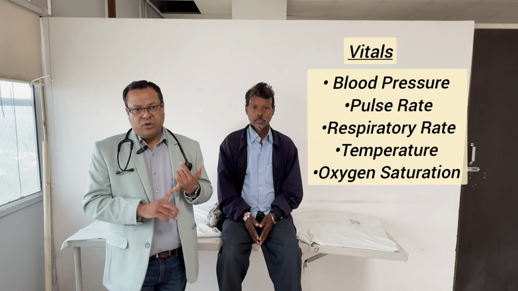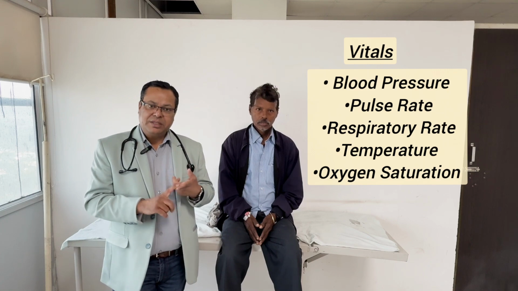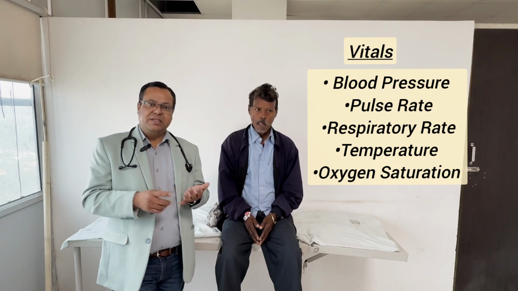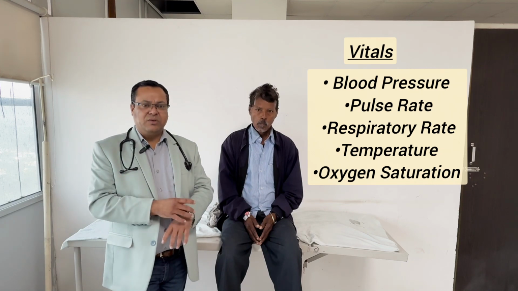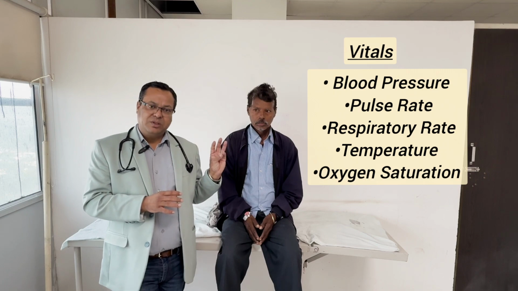Now in this patient we'll start from head to toe, from top to bottom. Before going to the general physical examination we have to take the vitals. So what are the vitals? Vitals are your blood pressure, pulse rate, respiratory rate, temperature, and saturation. Nowadays you can also take blood sugar, because diabetes is increasing in India, but that is optional. The five vitals are blood pressure, pulse, respiratory rate, saturation and temperature.